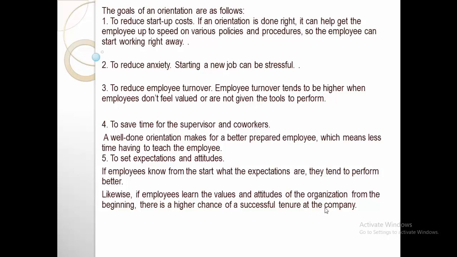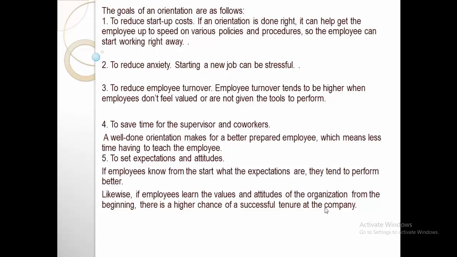Second goal is to reduce the anxiety, because starting a new job can be stressful. As discussed in the previous slide, dear students, when an employee joins a new organization, then socialization and orientation become a must for him. I have discussed again and again that he meets new challenges: new job, new organization, new supervisor, new co-workers, new rules and regulations. So he is in stress. So socialization and orientation help in reducing this anxiety.